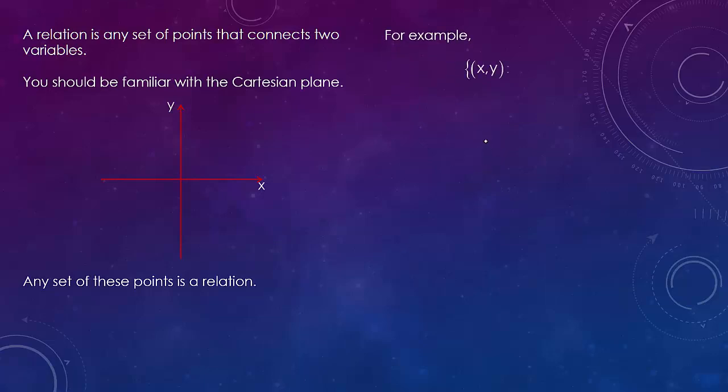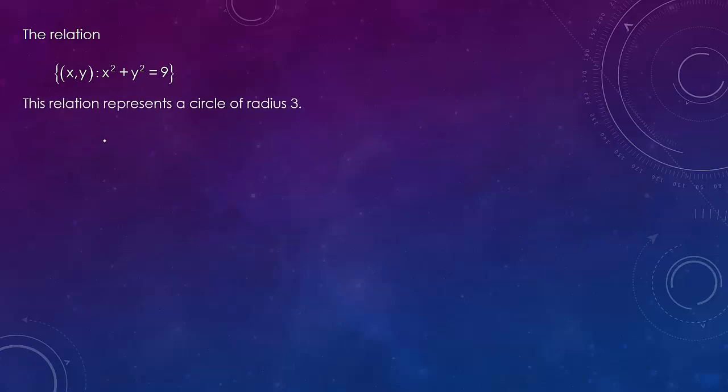For example, if we have the set of points x and y, the set of coordinates, such that y is equal to negative x, that just gives us the line y equals negative x, a line with a gradient of -1 and an intercept at the origin. In other words, this line here. The relation, the set of points such that x squared plus y squared equals 9, this relation represents a circle of radius 3 and centre at the origin.